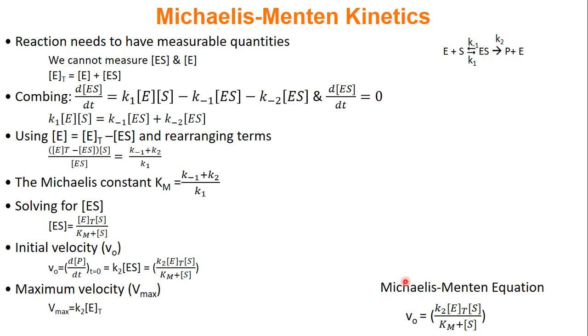And so your Michaelis-Menten equation, the equation for measuring the velocity or the speed of a reaction if your reaction's an enzyme, is equal to K2 ET multiplied by S, so enzyme total multiplied by substrate, divided by our Michaelis constant plus S. And we can actually take this K2 ET and just say initial velocity equals Vmax multiplied by substrate concentration divided by Km plus substrate.